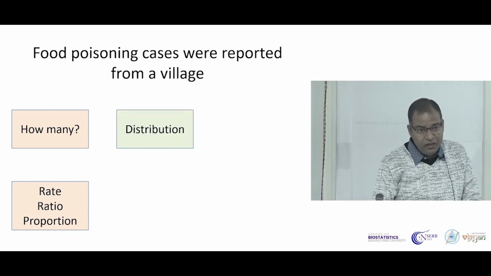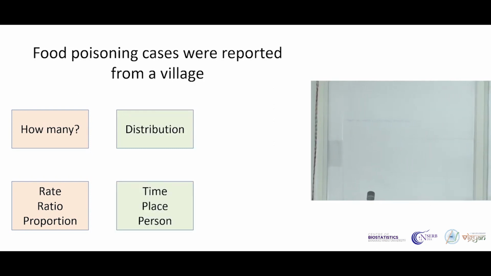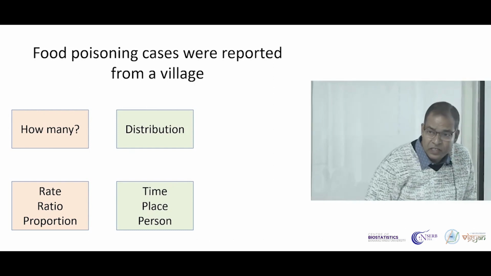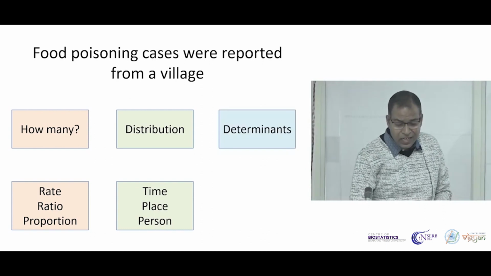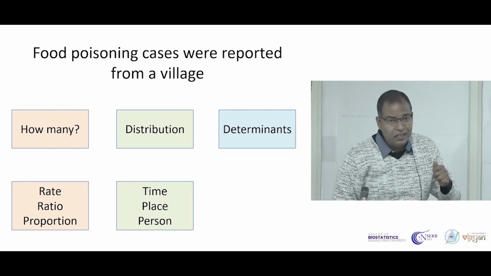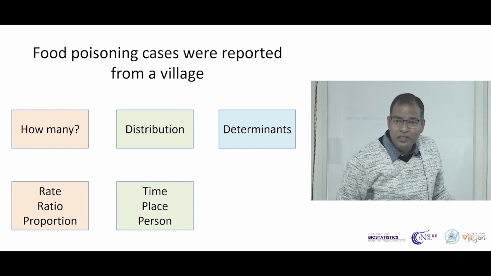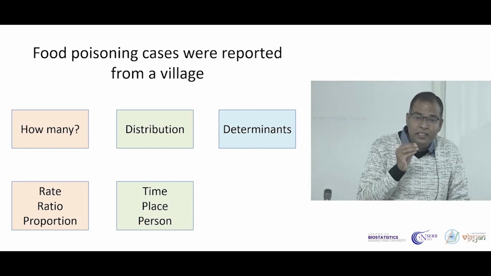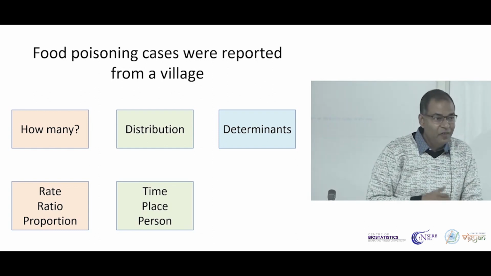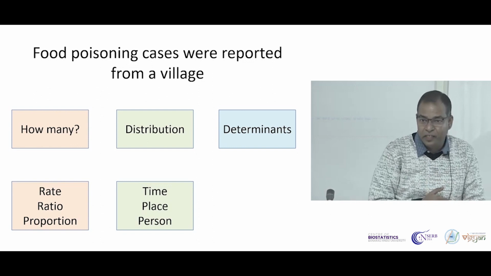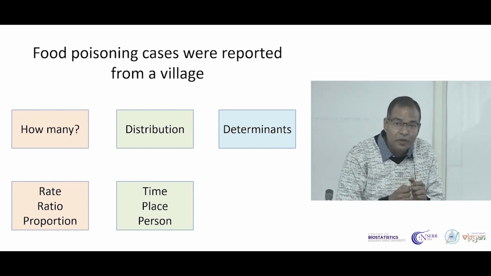The next important term is the distribution. I have already discussed it. We can say it in three ways: time distribution, place distribution, and person distribution. Last but not the least, the third component of epidemiology is the determinants. Determinant means we are interested to investigate what are the reasons behind, what are the causative factors, what are the precipitating factors, aggravating factors behind. That we generate by using different types of studies.